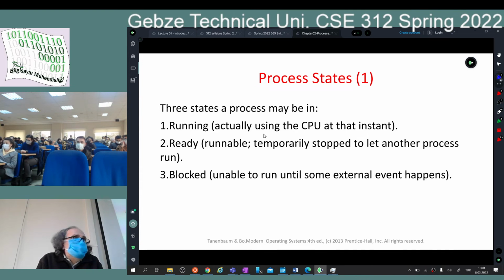Okay. If I am blocked, nobody can help me. I have to wait. If I am running, I am happy because I am using the CPU. If I am ready, I am not that happy. Why? Because I can run, but somebody else is using the CPU, right? So if your ready queue is full of processes, then somebody may not be that happy because I need the CPU, but I am not using the CPU. Somebody is using those resources.